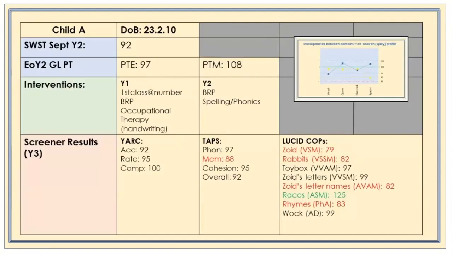What had happened in the run-up? Interventions had been put in place, first class at number to address some potential barriers in number, BRP, the Better Reading Programme. The child had had some occupational therapy to assist specifically with handwriting. In year 2, there'd been a repetition of the Better Reading Partnership Programme, and we'd also included some work with spelling and phonics. And then you can see the various screener tests that we completed with the child as he moved on into year 3.